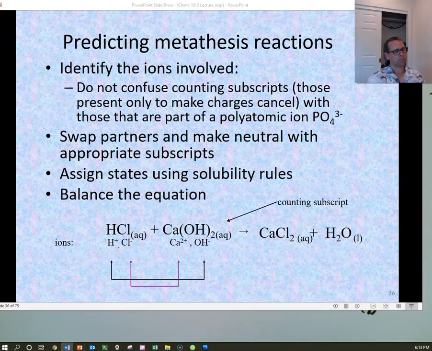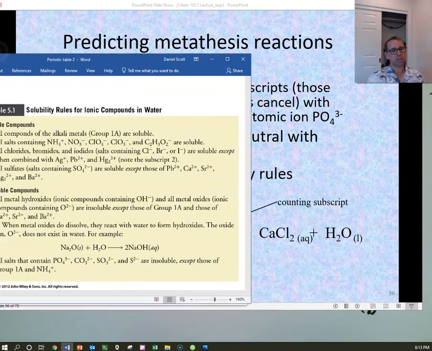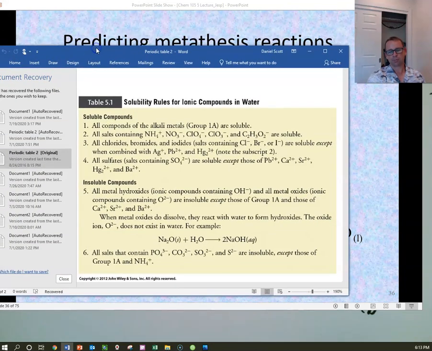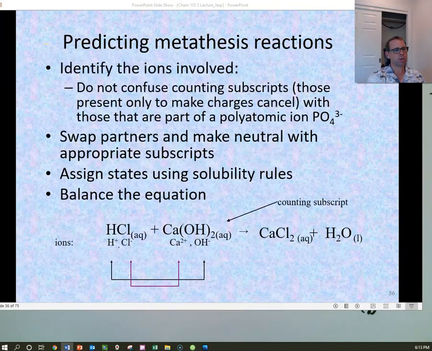Isn't one of them polyatomic ions? But how are we going to know if it's a precipitate or not? Do you have any ideas? Well, we can use this, right? It's our solubility table. Yeah, so we'll be able to use that and predict whether or not the products will be insoluble.